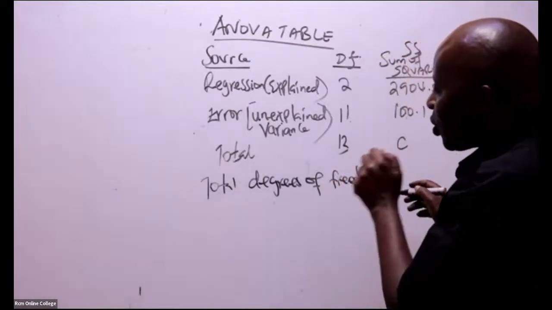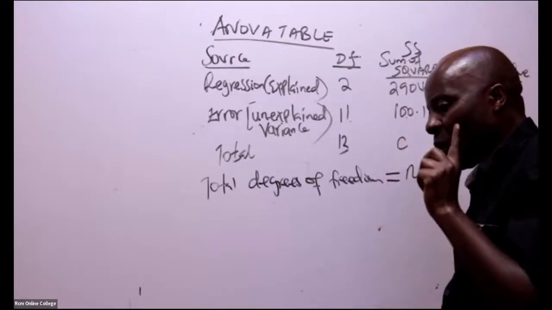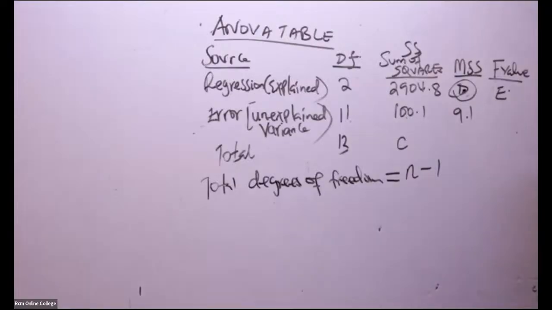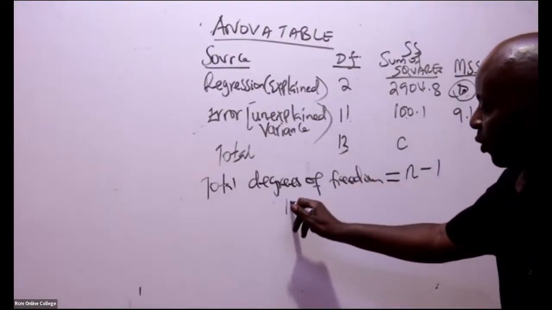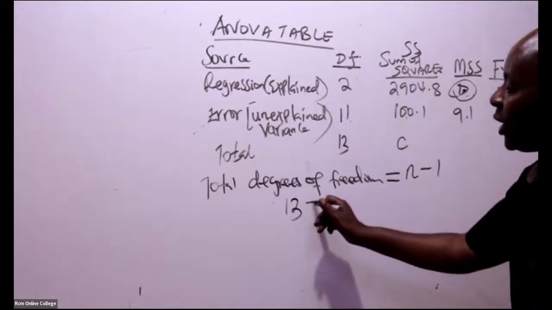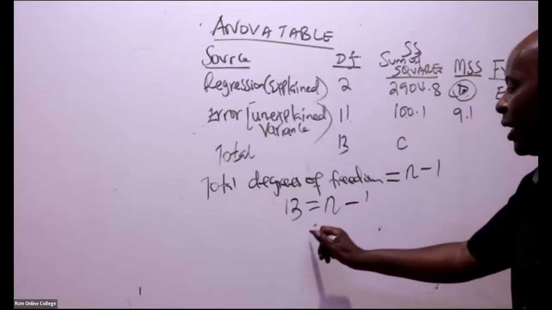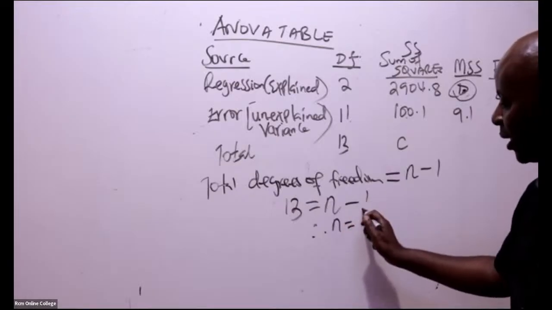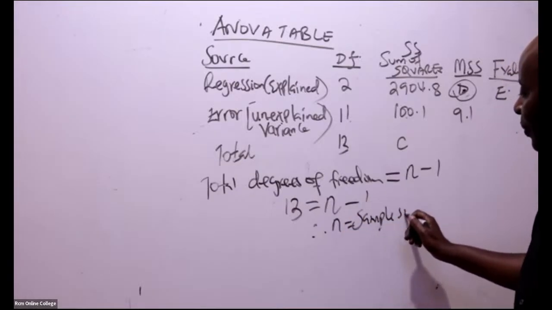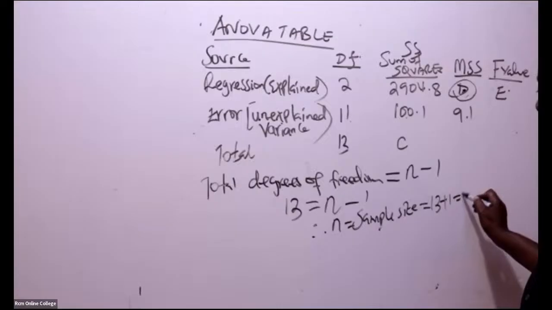How do we get these total degrees of freedom? To get total degrees of freedom, you'll always take n minus 1. Like in this question, they have given us the total degrees of freedom, 13, but they will not give you the sample size. Remember, n is the sample size. So n minus 1, therefore, if you make n the subject, it will be 13 plus 1, which is 14.